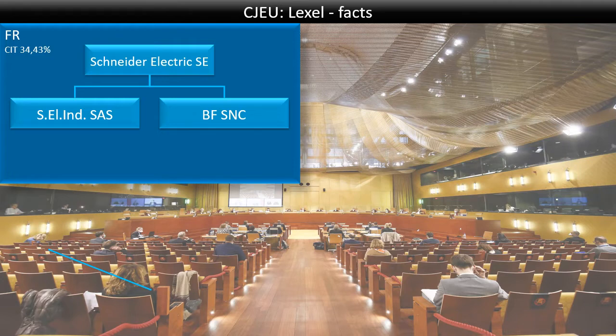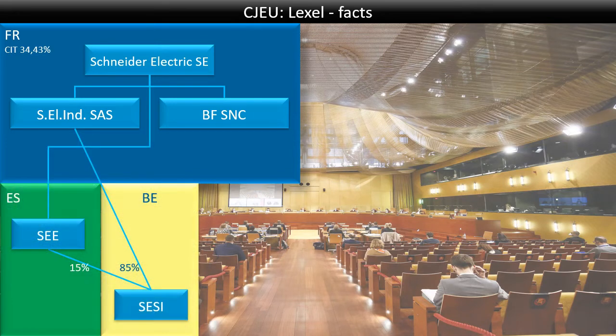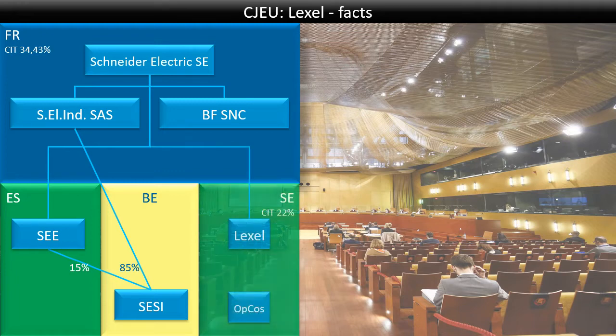And it had a number of subsidiaries in France, including Schneider Electric Industries SAS and a finance company, I believe, BF SNC. And then it also had a subsidiary in Belgium, which was held for 85% by Schneider Electric Industries in France and for 15% by a Spanish subsidiary, Schneider Electric España, I believe it was. And there was Lexel, together with some operating companies in Sweden, and as you can see in Sweden the corporate tax rate is 22%.